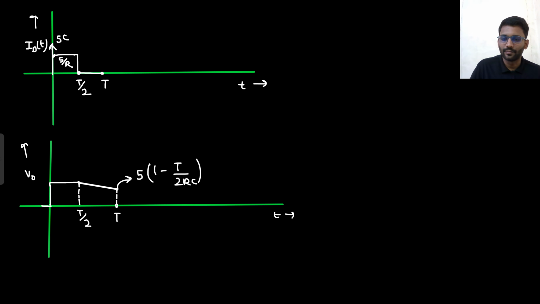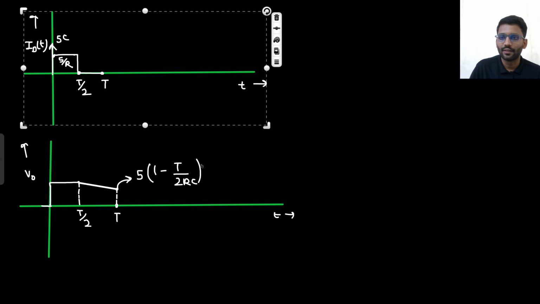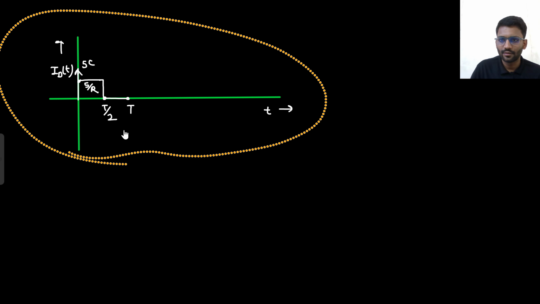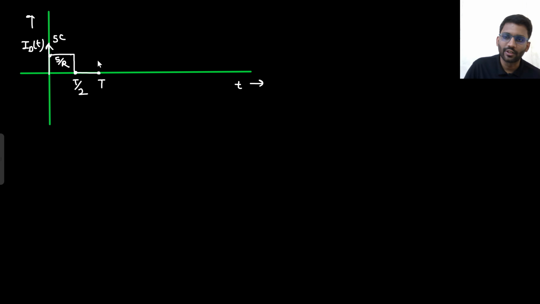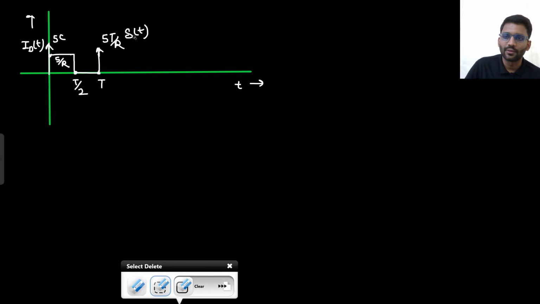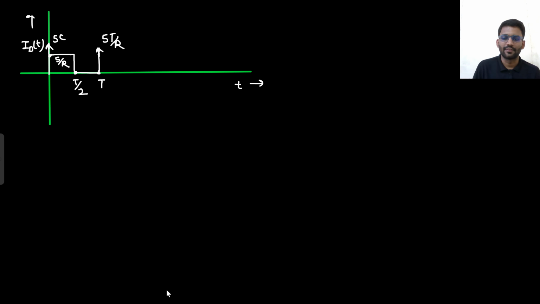Instead of drawing, I can directly copy this one. Now what is my impulse? This is my impulse. The magnitude is 5t by R delta T minus T, but I should not write it because this represents the area itself. And for next T by 2 time, 3T by 2. Right? Well and good.